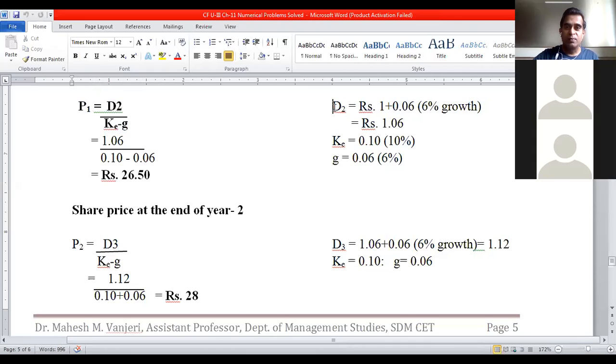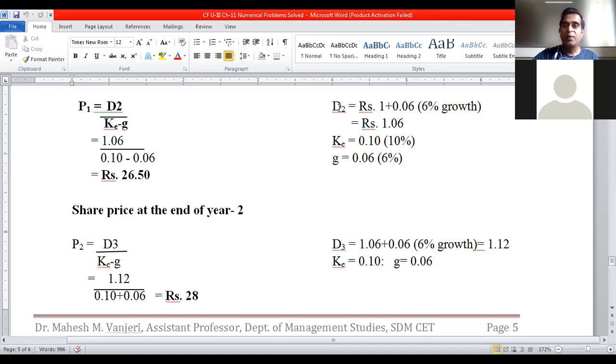So D2, at the end of year one, the dividend expected on this equity share is 1 rupee. So what will be the dividend 1 year after that? So 1 plus 0.06, because the growth in dividend is going to happen at the rate of 6%. So 6% of 1 rupee is 0.06 paise.